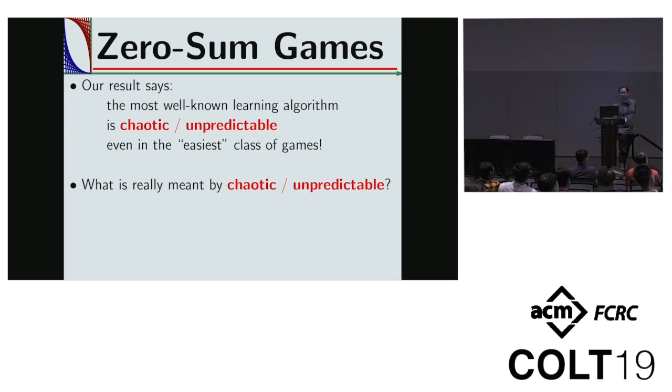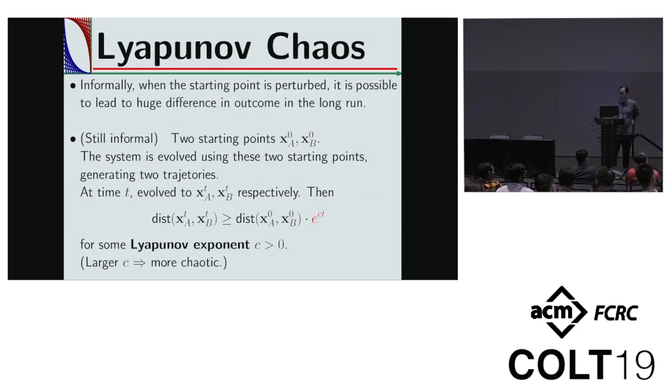So the next question is, what is meant by chaos or unpredictability? We use this word pretty often in daily life, but what is really the mathematical definition? Here, the formal definition will be a little bit technical to digest within a short talk, so I'm trying to give you an informal definition. The idea is the following. Suppose you have two starting points which are distinct but very close by. You can think of them as a perturbation to each other.